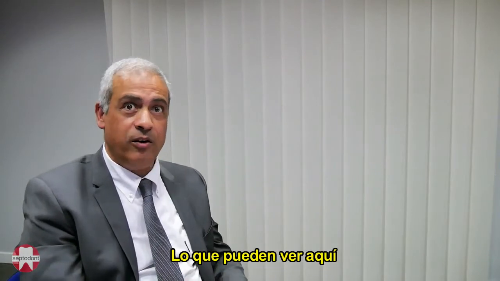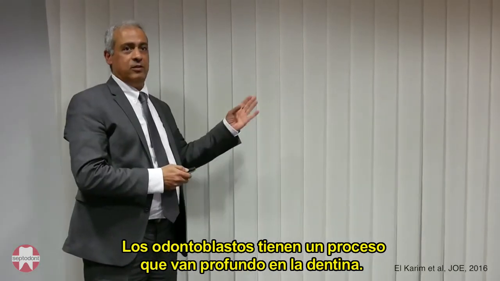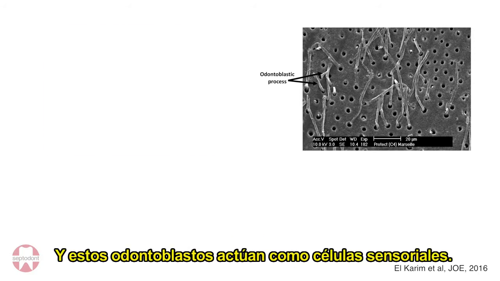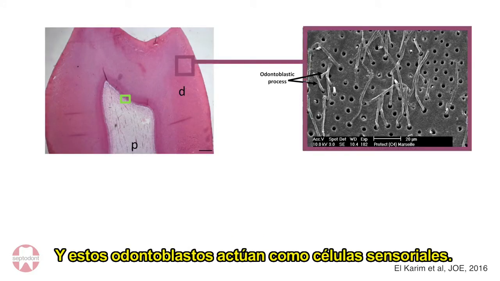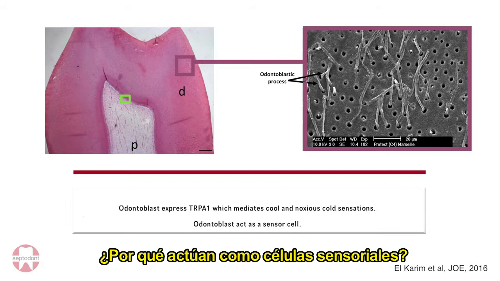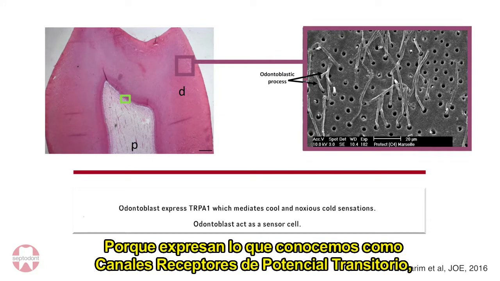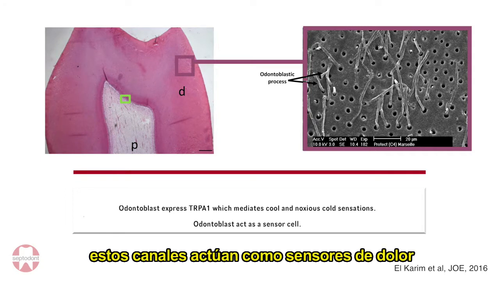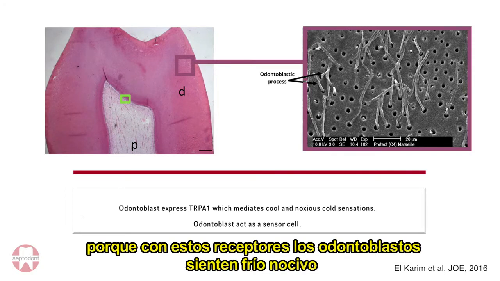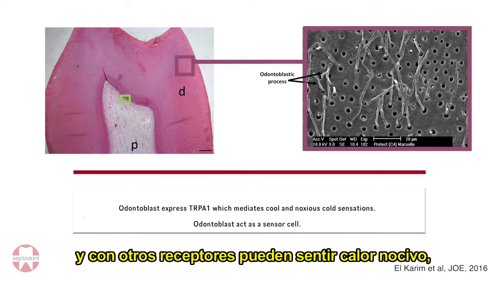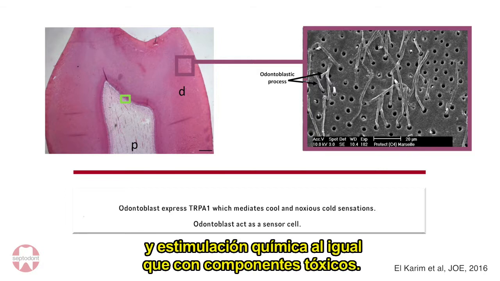What you see here, odontoblasts have a process which goes deep into the dentin. And these odontoblasts act as sensor cells. Why do they act as sensor cells? Because they express what we call transient receptor potential channels. These channels act as pain sensors because with these receptors, the odontoblast feels noxious cold, and with some other receptors they can feel noxious heat, mechanical stimulation, and chemical stimulation as well, for example to toxic compounds.